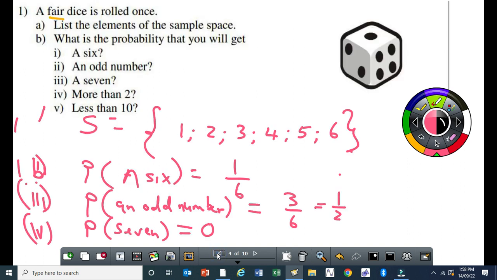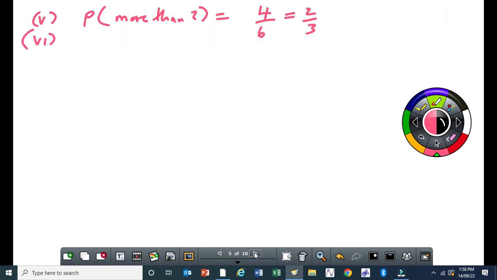Less than 10? 1. So P less than 10. That would be 6 over 6, which is the 1. Okay, so this is very simple, by the way. It's more like we are doing grade 8 and 9 work here. We are not in grade 10 yet.